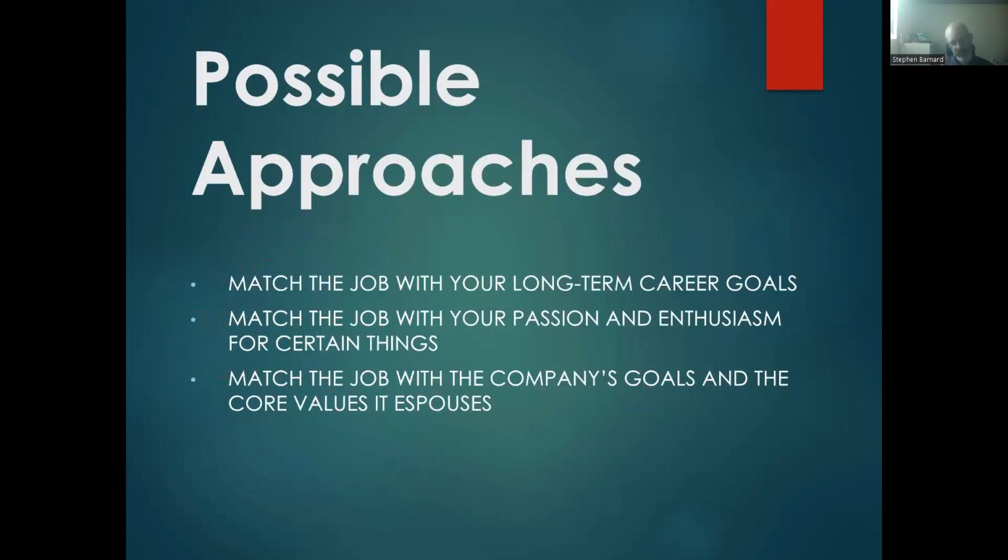So what can you do? Try to match the job with your long-term career goals and try and match the job with your passion and enthusiasm for certain things. Something that really impresses employers is when you have a genuine passion for whatever it is that the company is doing. And it's not just a passion for the company, it's a passion for what the company is doing. So it's like, I want to join this company because they are passionate about this industry, and I am naturally passionate about that anyway. It's a great match. Try to match the job with the company's goals. That's right, the core values it espouses, obviously.